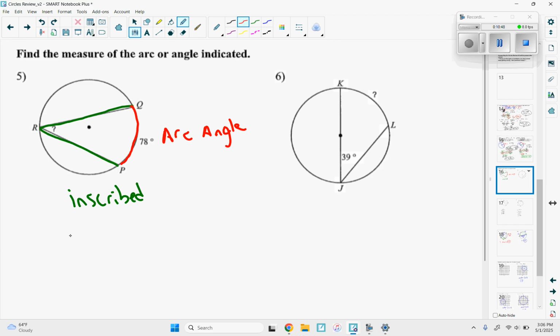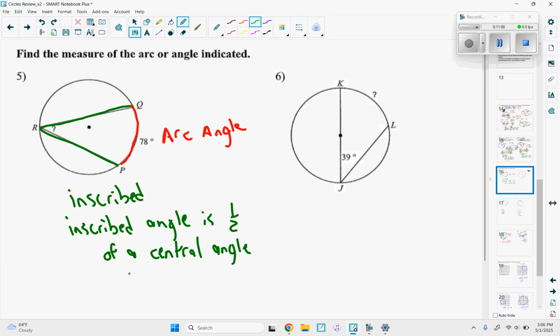And what do we know? Inscribed angle is half of a central angle and an arc angle. So if we're given the arc angle is 78, then the inscribed angle, QRP, is going to be half that. So I'm going to do 78 divided by 2, and I get 39 degrees.